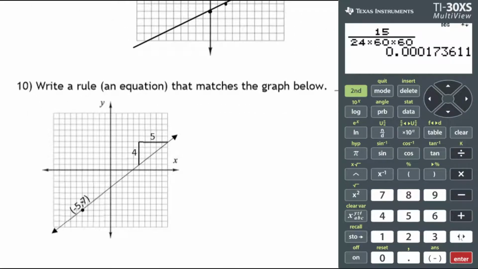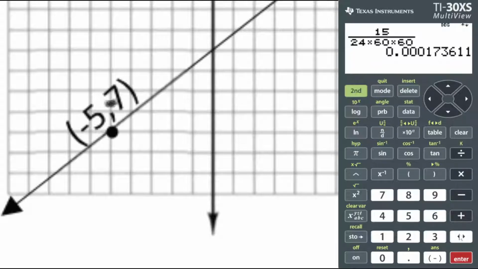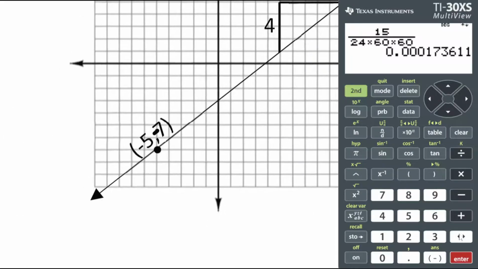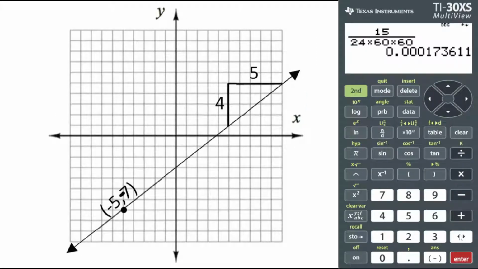Next, it says, what does it say? It says, write a rule, an equation that matches the graph below. So there's not a typo. Well, there was a typo on this key, but on your test, there wasn't. This right here is supposed to be a negative. It's supposed to be a -7. It's clearly in that spot, right? X is -5. Y is -7. And I can see that I have the slope. Okay. It certainly looks like it's going through -3, but I don't know.